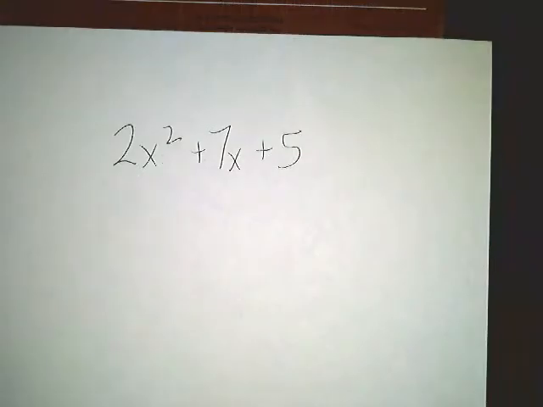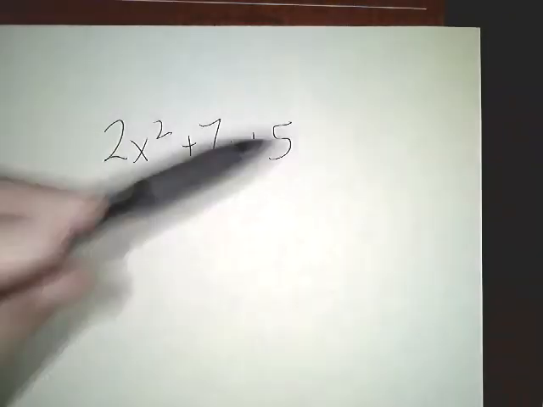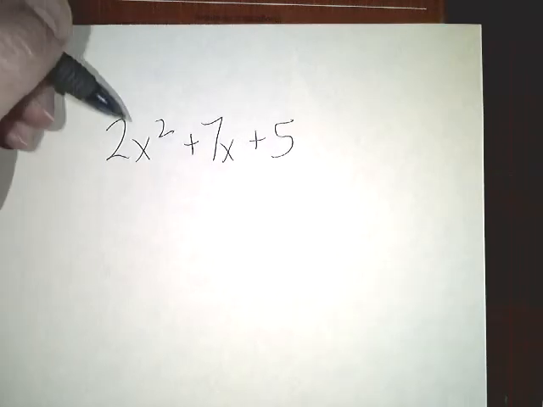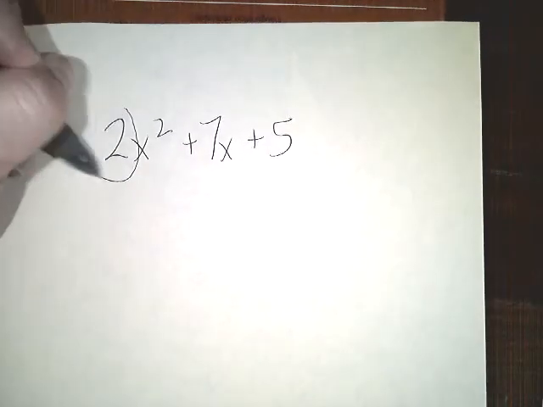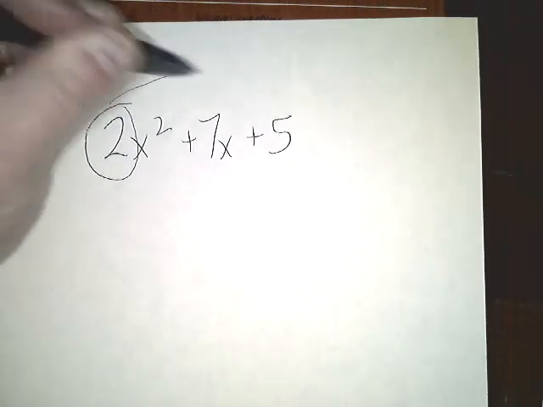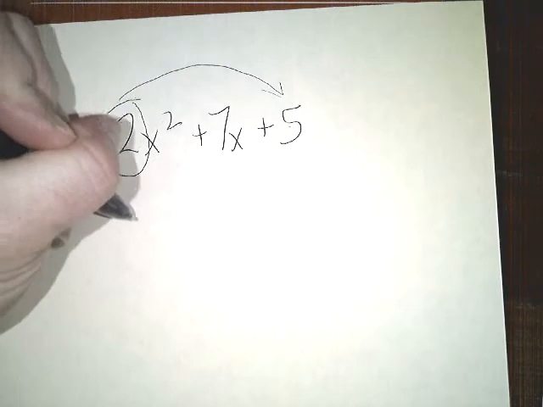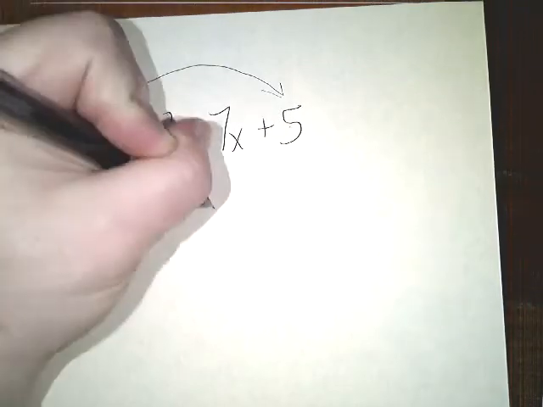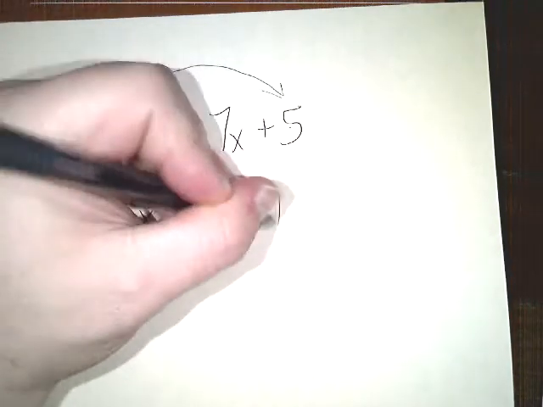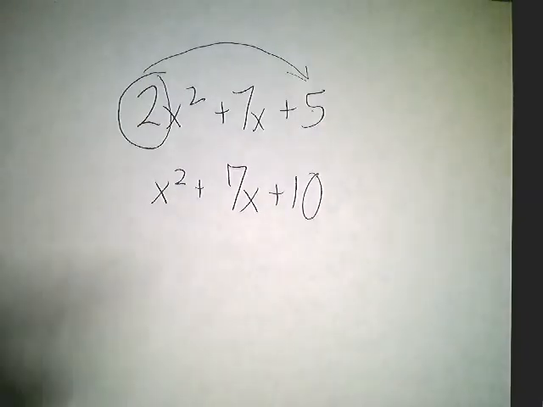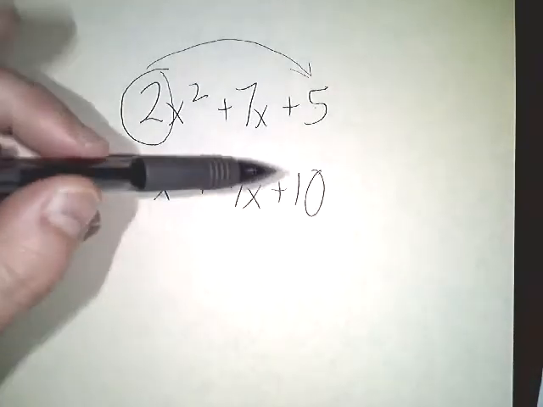So I'm going to do 2x squared plus 7x plus 5. Now I could go through and make factor lists for everything and spend an hour, or I can use slide and divide. I use slide and divide when I have a number other than 1 in front of x squared. I'm going to circle it and slide it over here to show multiply. 2 times 5 is 10. So I've got this going for myself. Now I factor this out. I'm going to make a factor list for 10.